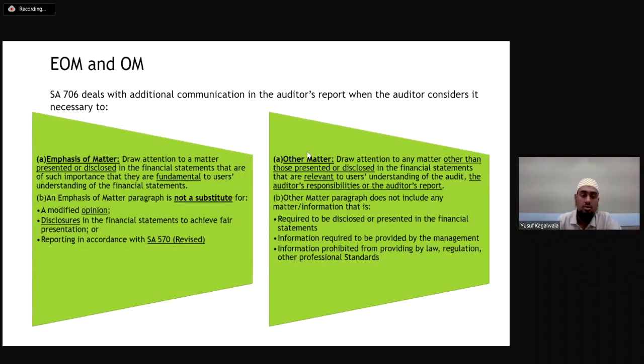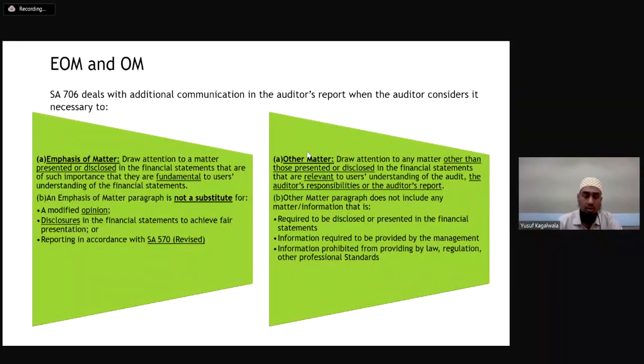An emphasis of matter para is not a substitute for a modified opinion. Where a qualification is to be given, a qualification should be given, and the EOM is proper where there are no issues with the management. It is just to highlight a fundamental matter to the users.